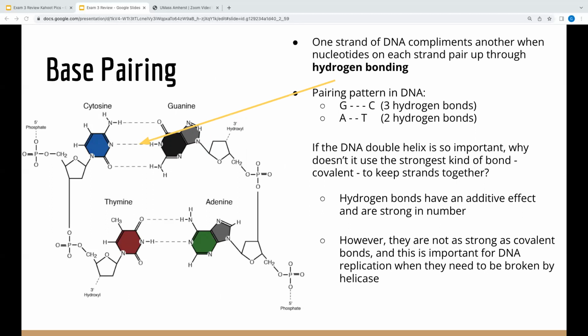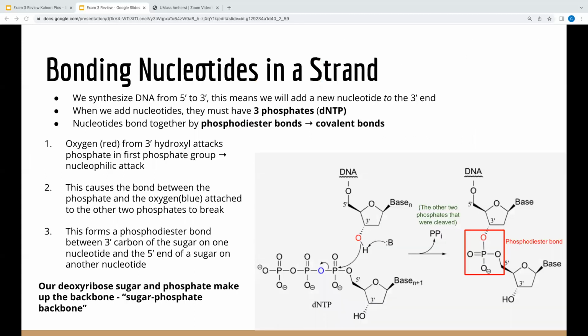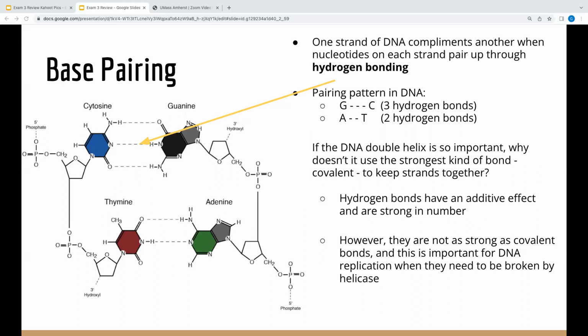The base pairing occurs due to hydrogen bonding between hydrogens on nitrogenous bases. That's how the A's and T's and G's and C's line up and connect to each other. This is important to keep the 2 strands together, but helicase will come in later for a variety of reasons like DNA replication or fixing different mutations, and that's what it'll be breaking.